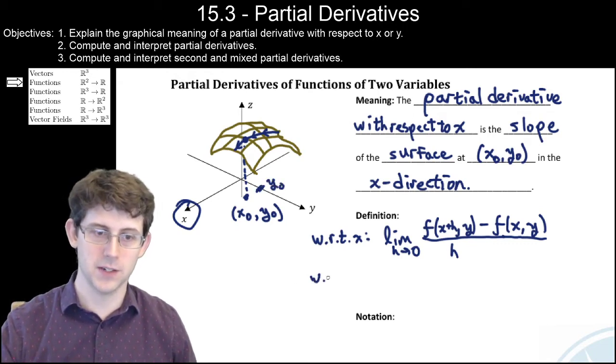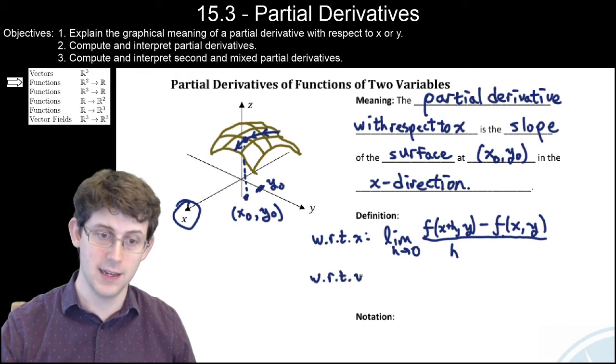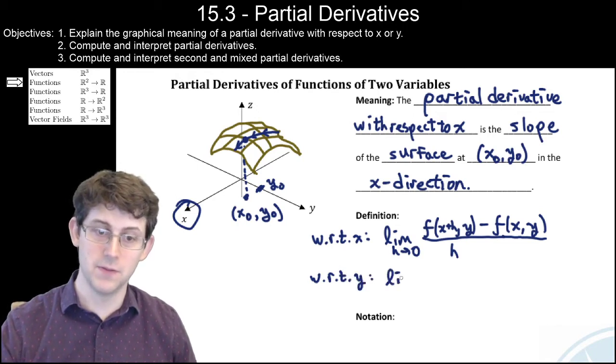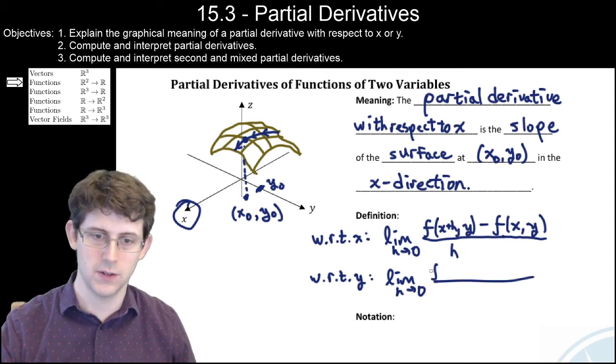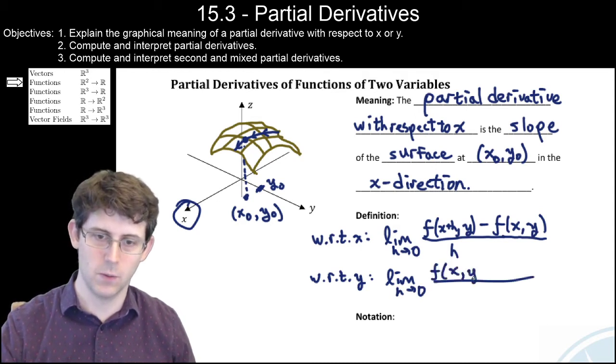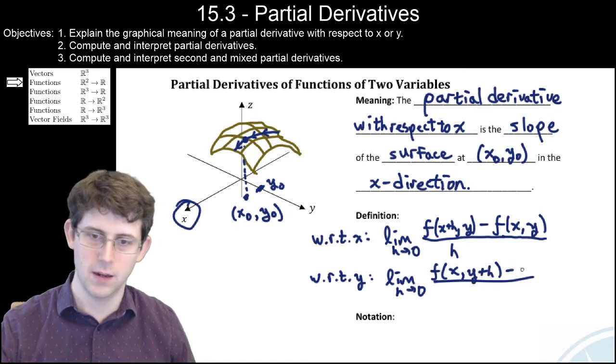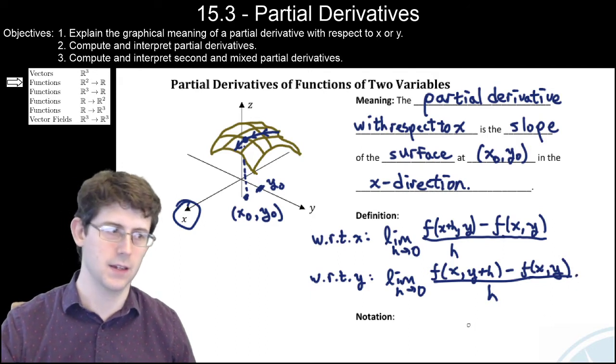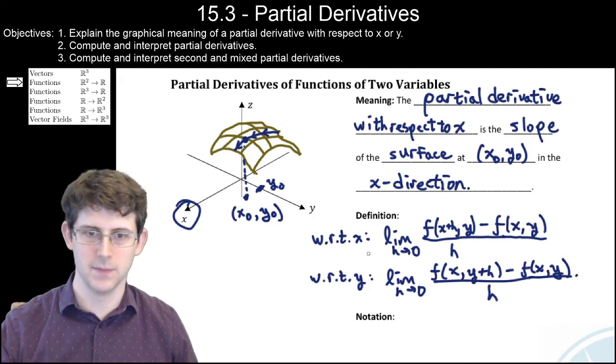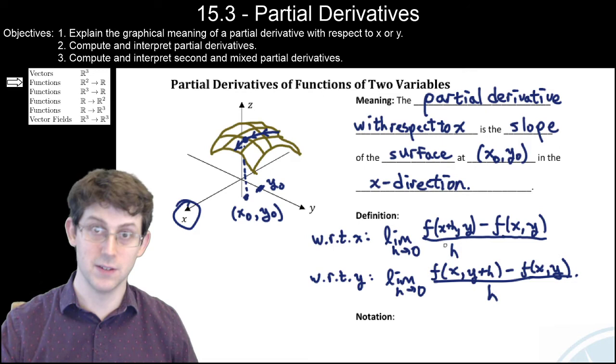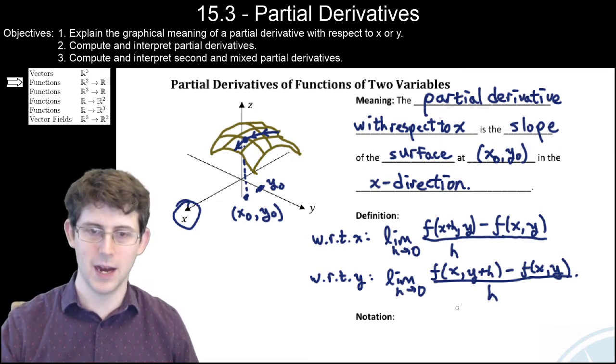If you want to do the partial derivative with respect to y, you do the same thing, but you fix x and you let y change. So this will be f of x, y plus h, minus f of x, y, and divide all that by h. Let h go to 0. So this is the x partial derivative of f, and this is the y partial derivative of f.